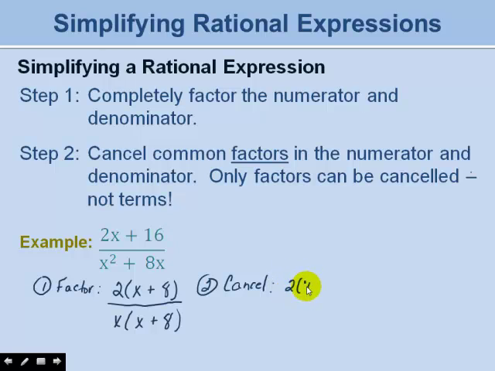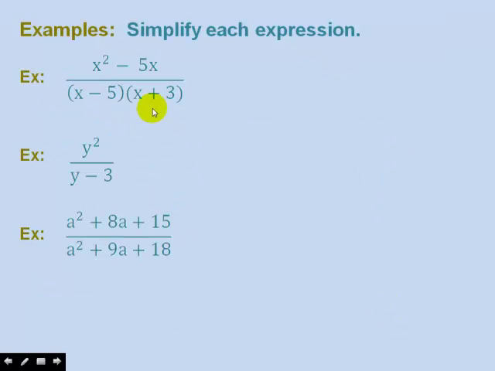So I'm going to write this out again just to make it very clear what we're doing. And that is that we're canceling our common factors, which were x plus 8. And that leaves us with a 2 in the numerator and an x in the denominator. And that's all we can do. There are no more common factors that we can cancel. Let's do a few more examples of this.